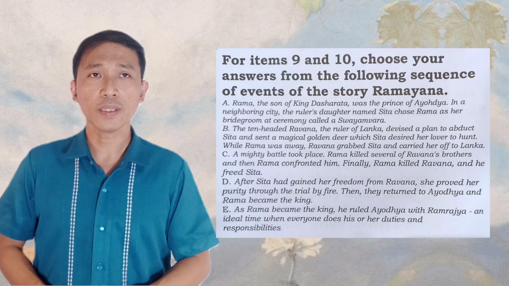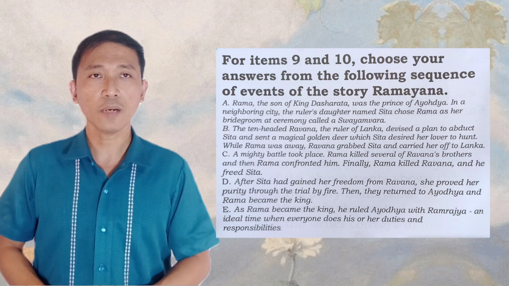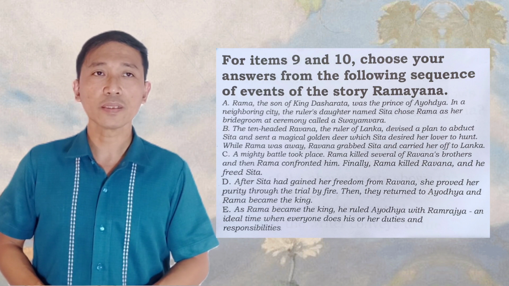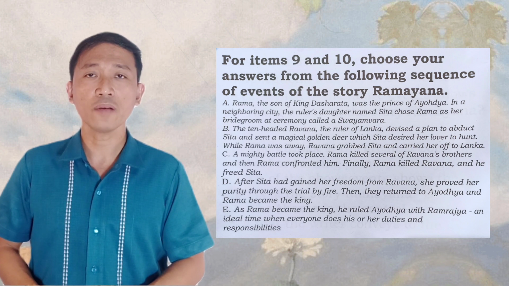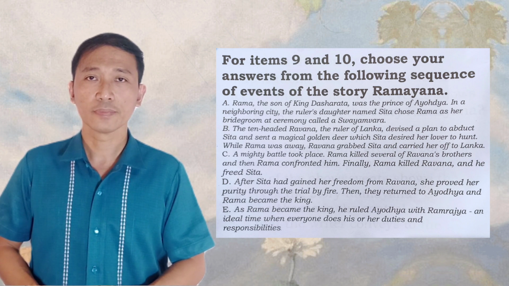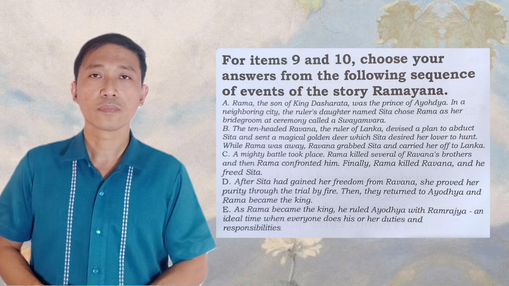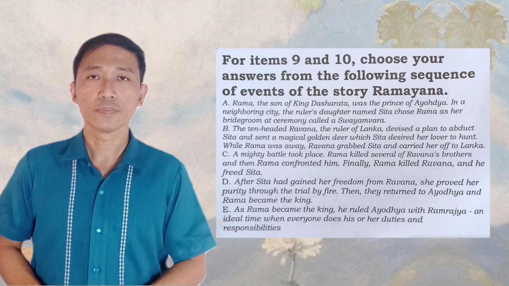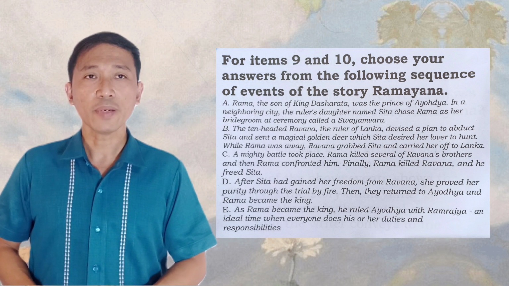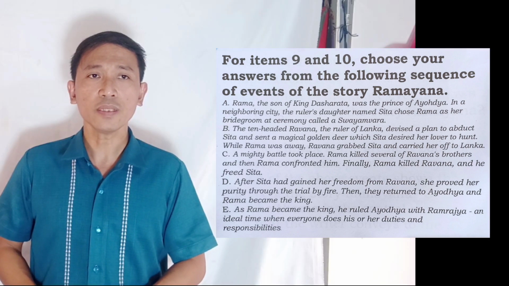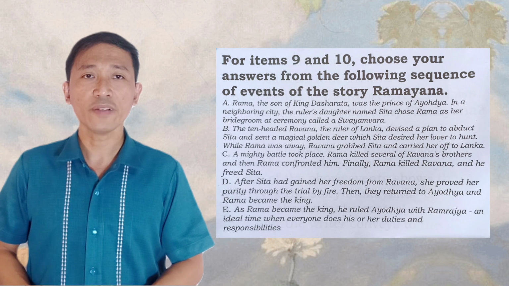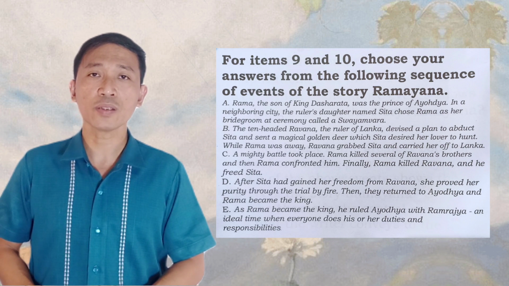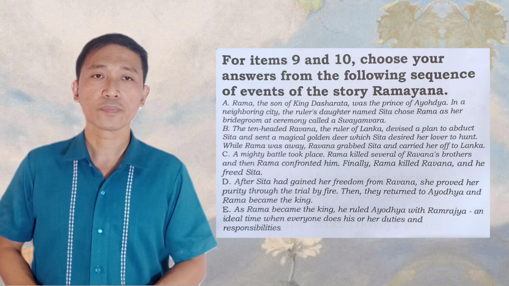Number 9. The rising action of the story consists of the conflicts and complications that the main character faces. Which of the above events shows the rising action of the story Ramayana? Number 10. The climax is the greatest point of interest or turning point of a story. Which of the above events shows the climax of the story Ramayana?